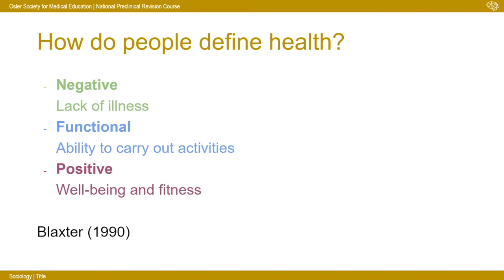Basically, there's a person who in 1990 defined health as three things based on interviews with people and the things they said. So health could be a negative definition, that is a lack of illness, a functional definition, that is the ability to carry out your daily activities unimpaired, and a positive definition, which would be well-being and fitness, and this is more found in the middle to higher class people.